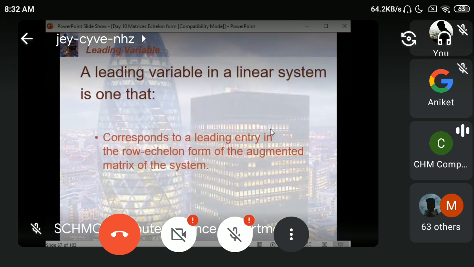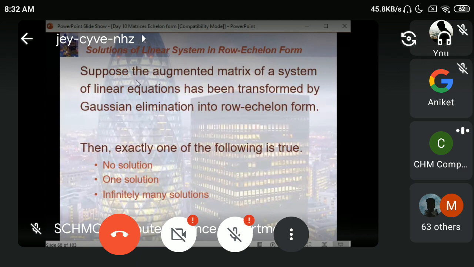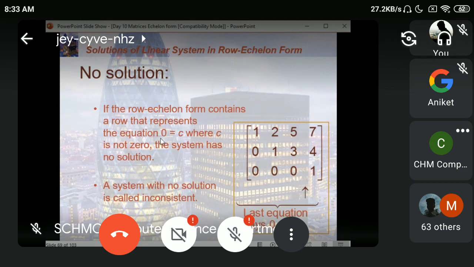That corresponding to a leading entry in the row echelon form of the augmented matrix of the system, that becomes a leading variable. So suppose the augmented matrix of a system of linear equations has been transformed by Gaussian elimination into row echelon form. Then exactly one of these statements is true: either I will have no solution, one solution, or infinitely many solutions.